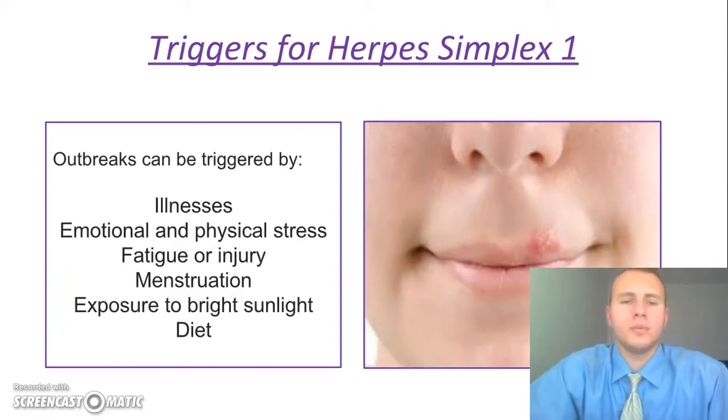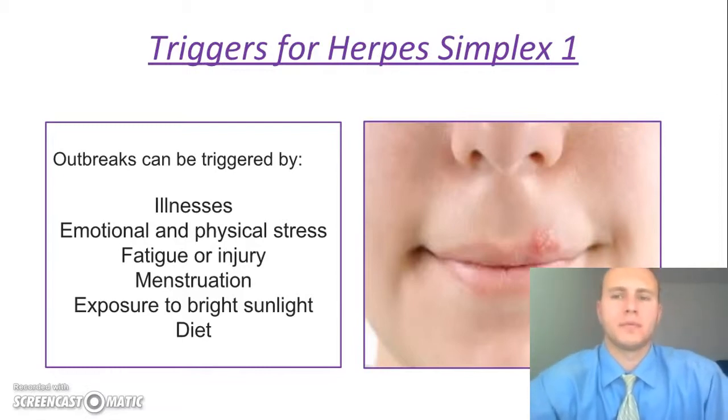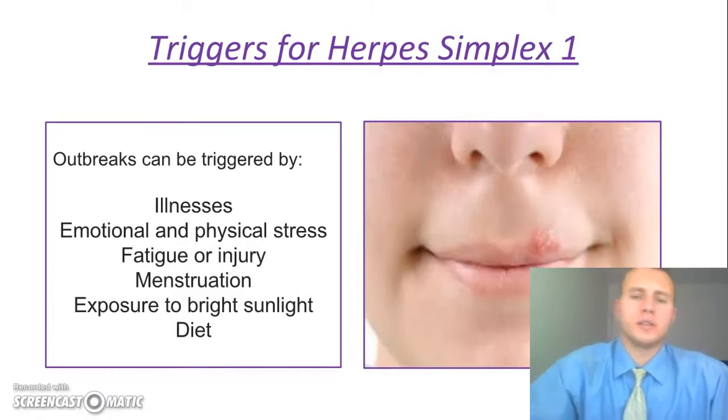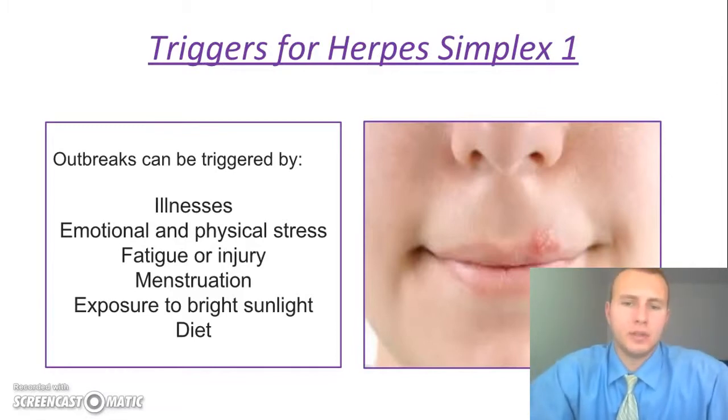There are multiple potential triggers for herpes. Outbreaks can be triggered by illness, emotional and physical stress, fatigue or injury, menstruation, exposure to bright sunlight, and diet. Stress most often is mental, but can also be physical stress, as explained. Exposure to bright sunlight can be a factor as well.